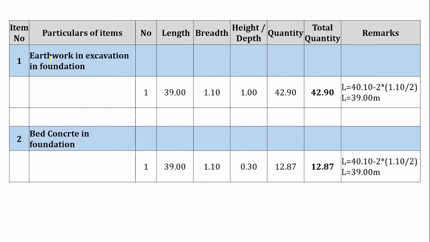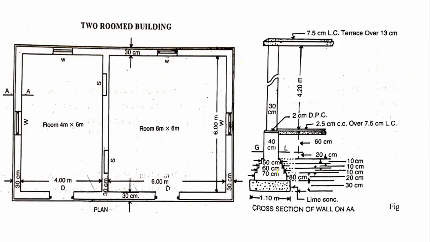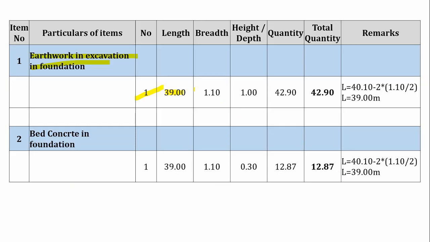So same thing we will try to calculate now. Earthwork in excavation, numbers will be 1. 39 meters is the length we have just calculated. Next is breadth. Breadth is 1.1 meters. Next is depth. So this is the depth we have. From here till here 20 plus 10 plus 10 plus 10 plus 20 plus 30. If you add up, you will get depth as 1 meter. Width is 1.1 meters, already it is given. If you multiply, you will get the answer as 42.9 cubic meters.